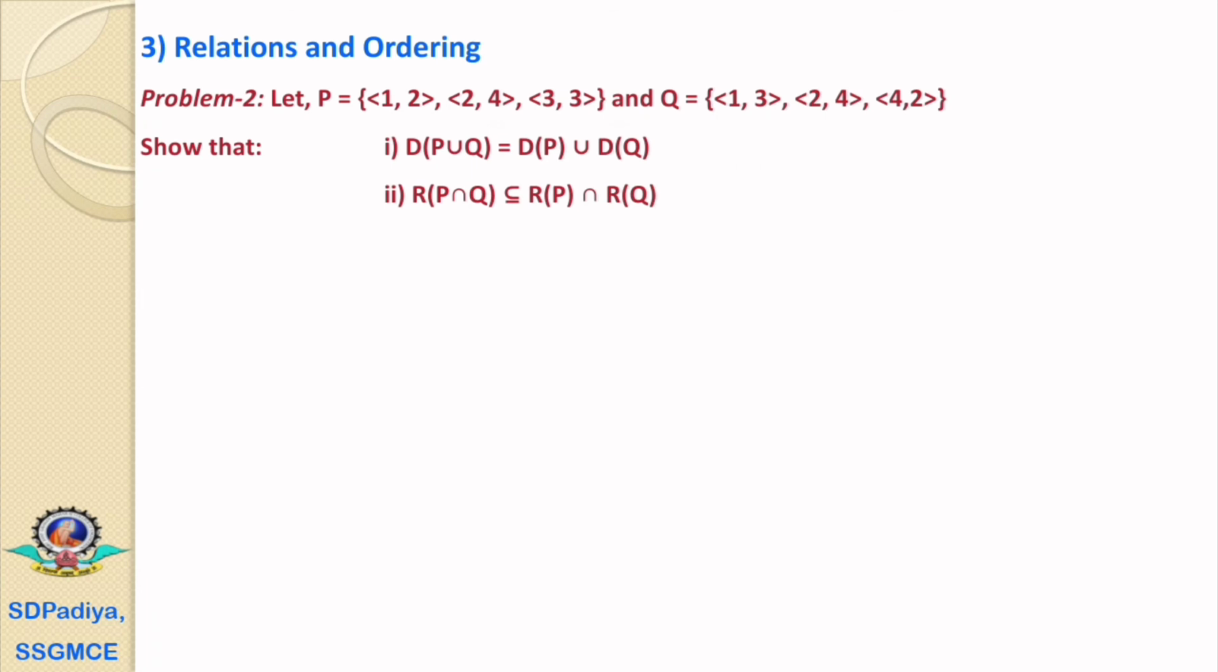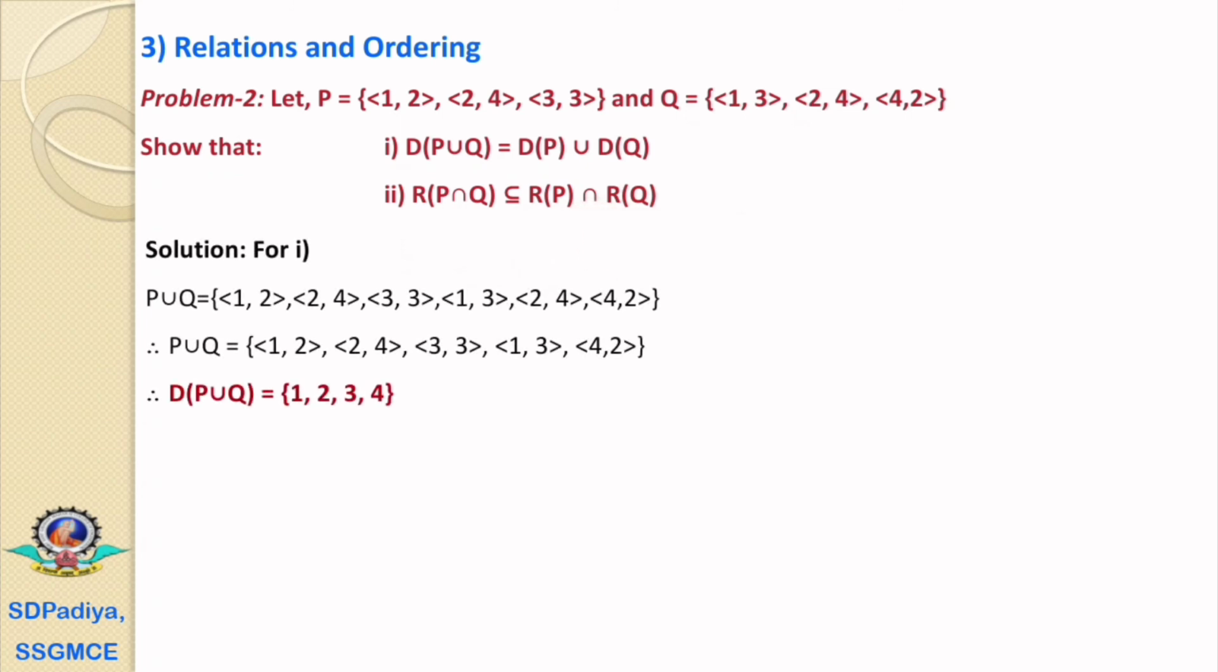Now, in the second problem, P again is a set of three ordered pairs, that is (1, 2), (2, 4) and (3, 3). And Q is a set of three ordered pairs, same as the previous, that is (1, 3), (2, 4) and (4, 2). Now, we have to show that the domain of P union Q is equal to the domain of P union domain of Q. And second, we have to show that the range of P intersection Q is a subset of range of P intersection range of Q.